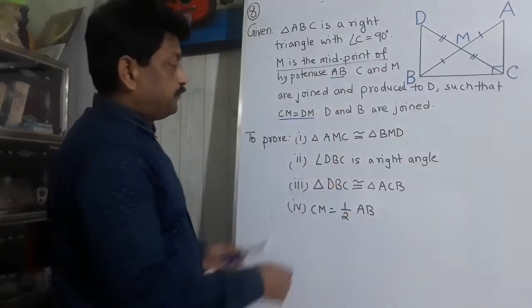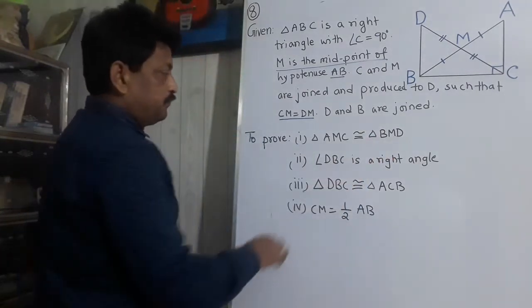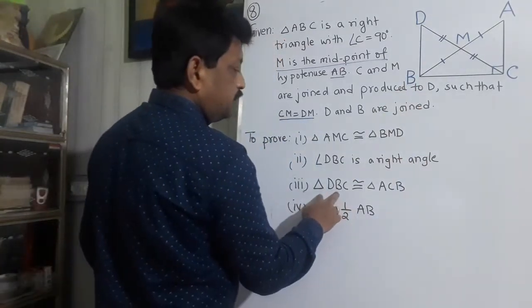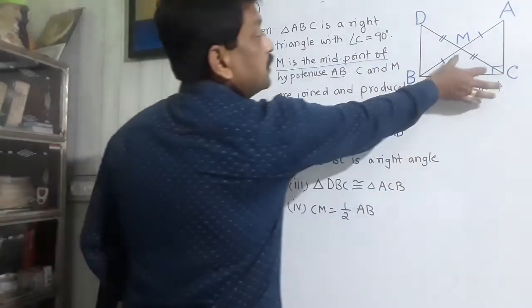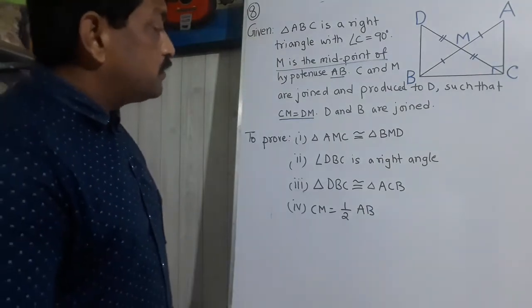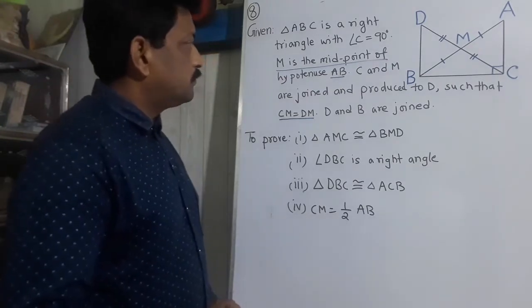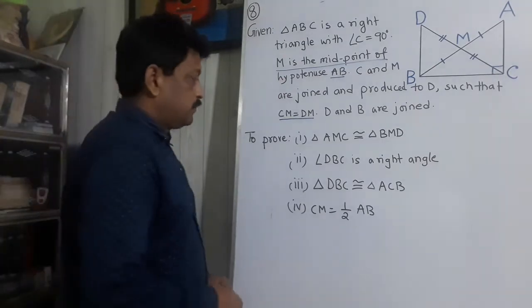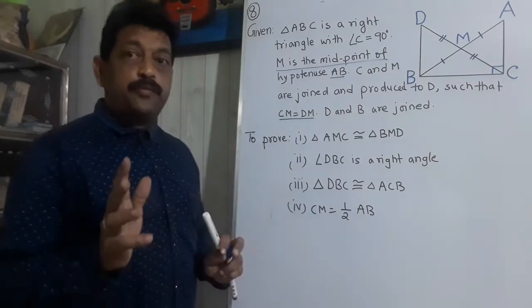What are the questions here? Triangle AMC is congruent to triangle BMD. Angle DBC is a right angle. Triangle DBC is congruent to triangle ACB. And CM is equal to half of AB. These are the four questions. Just quickly go through the questions. Okay. So now let us go to the third part of the sum, that is the proof, the important part.